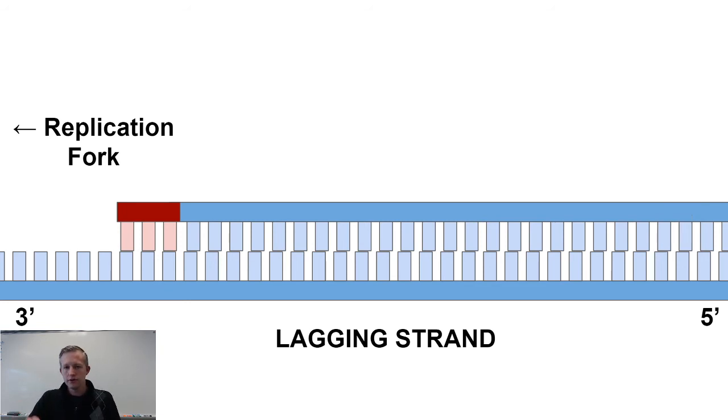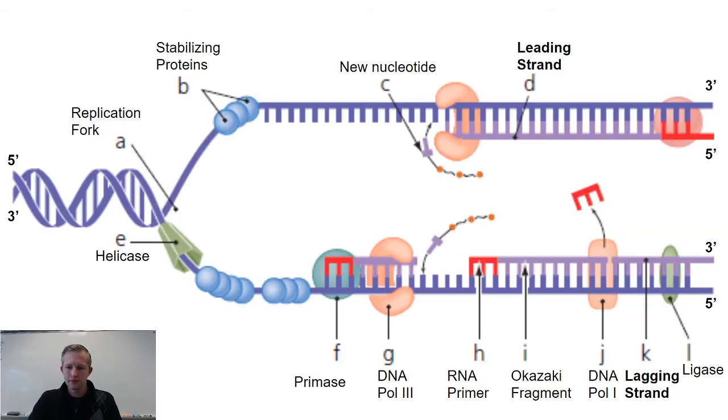So ligase will follow along the process and basically fix the gaps in the phosphorus to sugar backbone of the DNA and correct any of those spots between these various segments on the lagging strand that need to be attached. So all of this is happening simultaneously.